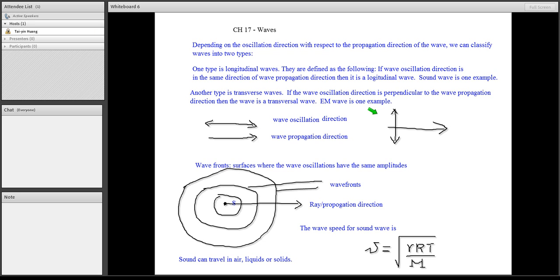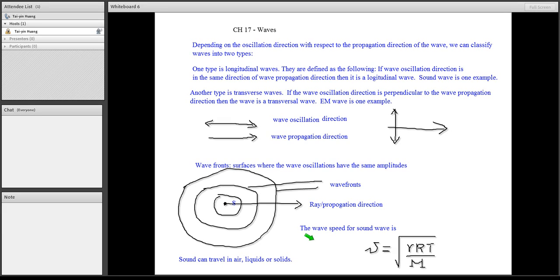Okay. Now regarding waves, let's say you have a source. If we're dealing with a sound wave, for example, you have a sound source at the center, and think of it as producing spherical waves. It's going to produce a wavefront, and then it propagates away from the source.